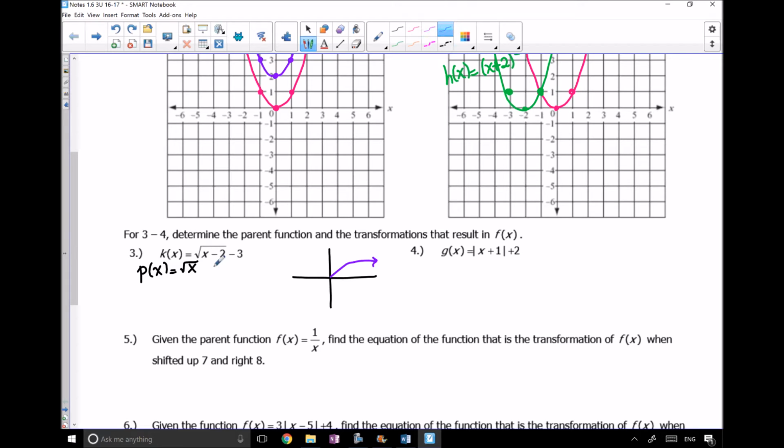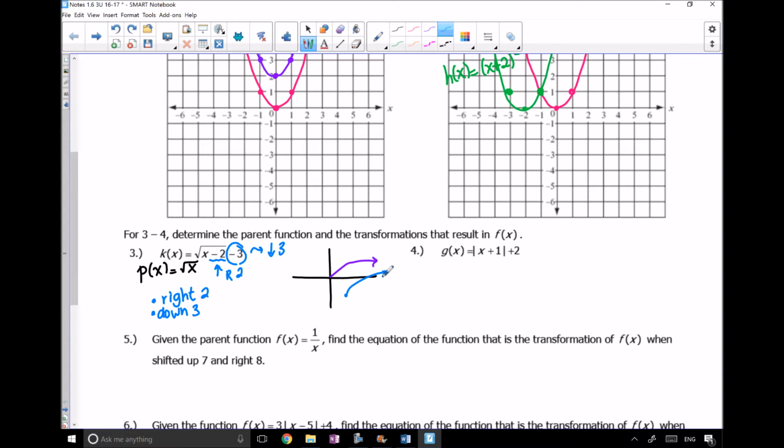Now, if you notice right here, you have a -2 connected with the x. It's under the square root sign, so it's connected with the x. So what this means is that you're going to the right 2. And then this right here is outside of the square root, so it means that it's the y that's changing right here. So this is saying you're going down 3. So my two transformations are going to the right 2, I wrote this down incorrectly, and then we're going to go down 3. So if I were to look at my graph, I would just go to the right 2 and down 3, and then my graph would end up looking like that instead.